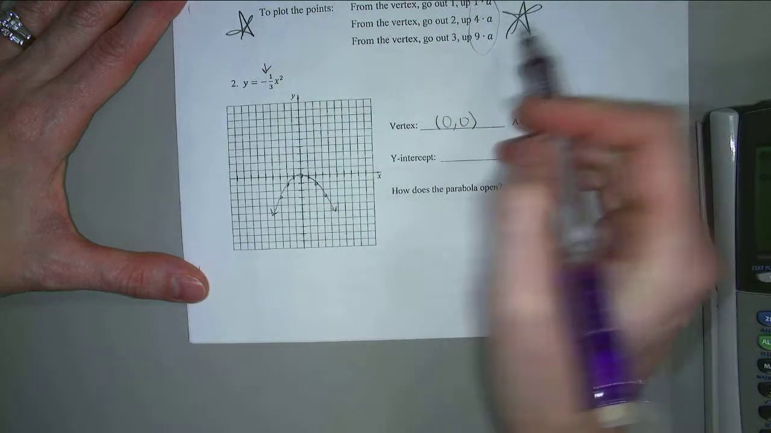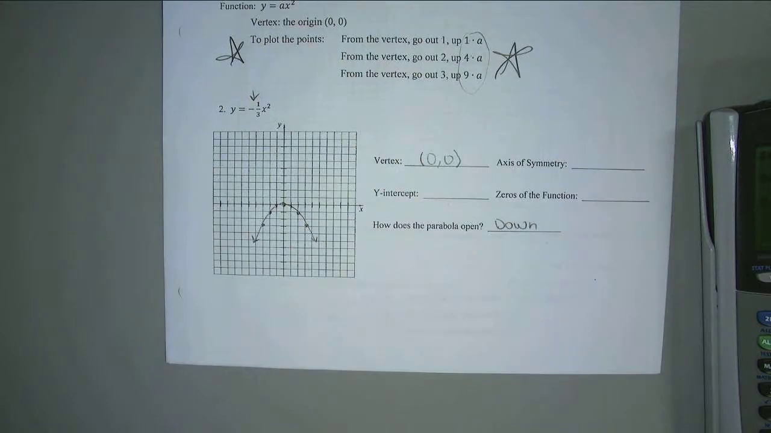But really, like I said, I had you star this. You really need to make just 2 moves. Over 1, up or down 1 times A, over 2, up or down 4 times A. And that will get you through this whole section, all right?